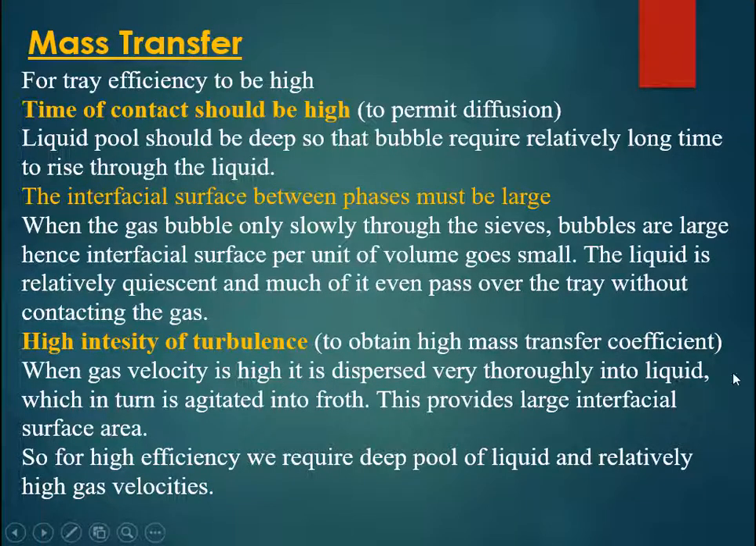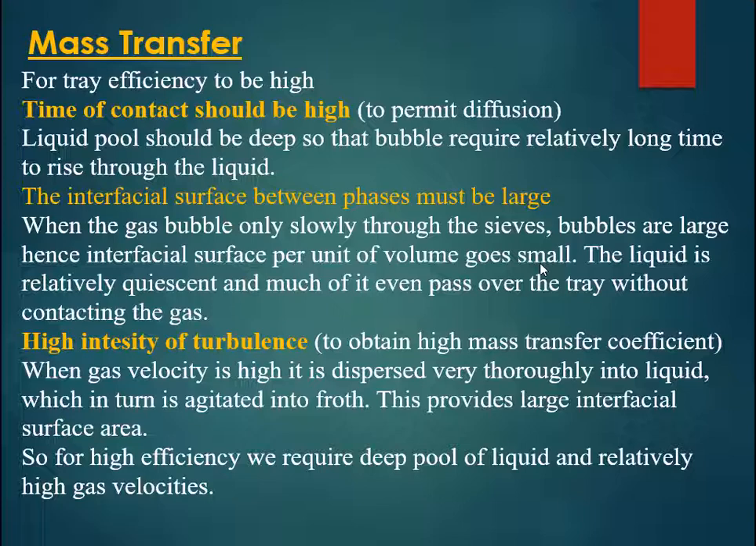Because of this turbulence and because of the small diameter bubbles, vapor usually disperses inside the liquid very thoroughly. So a high vapor flow rate provides two things: high interfacial surface area and also high intensity of turbulence. Now high intensity of turbulence also increases mass transfer, because it increases the mass transfer coefficient.